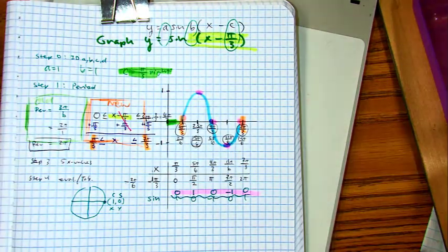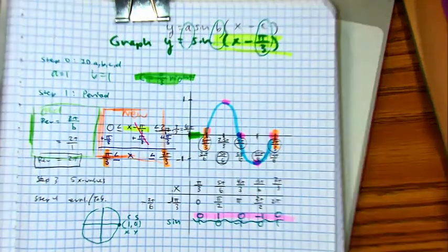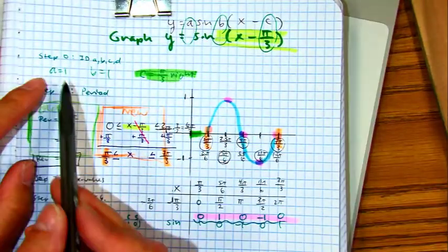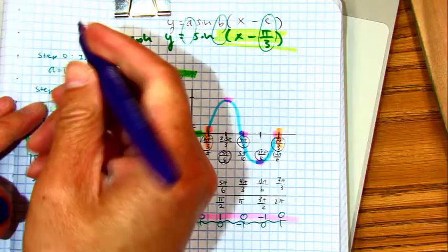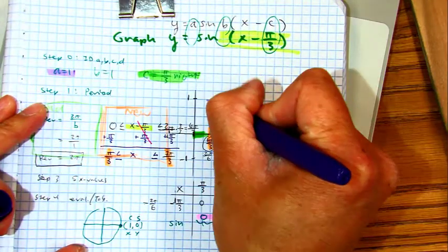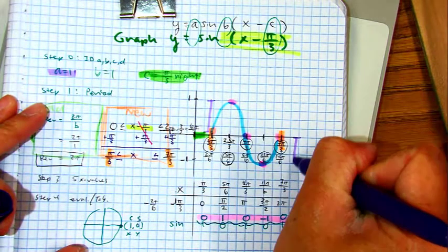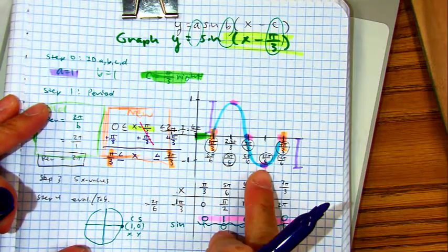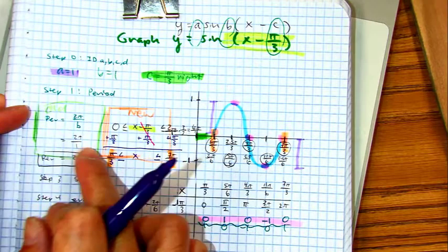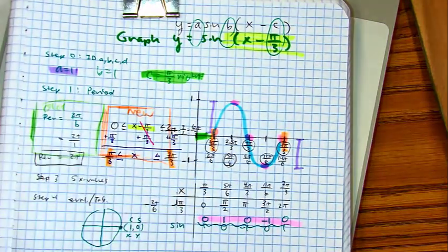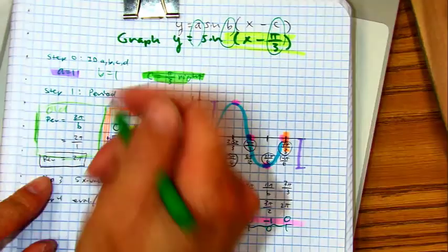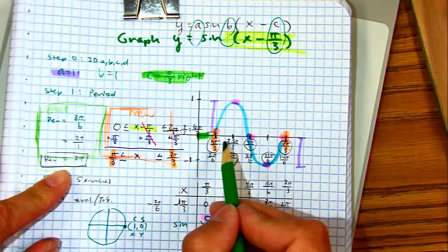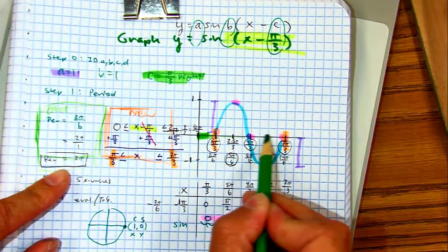Let's review what we've done so far. We identified the letters. Class, what does the A value represent? Amplitude. Remember, your amplitude is either from here to here or from the midline to the minimum. The B value helps you find your period. Class, what was the old period? Let me show you where this is. The old period is still in your graph. It's the distance between pi over 3 and 7 pi over 3.